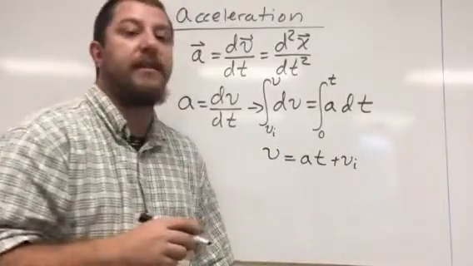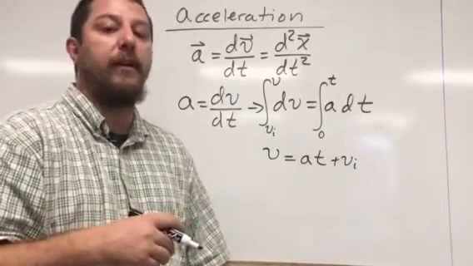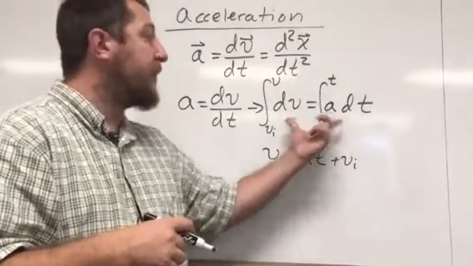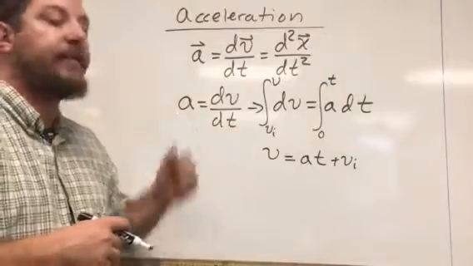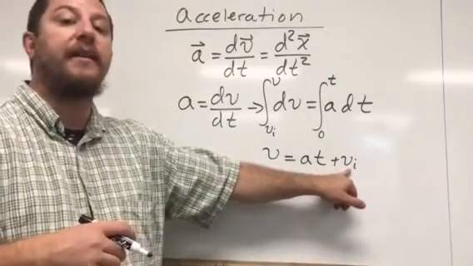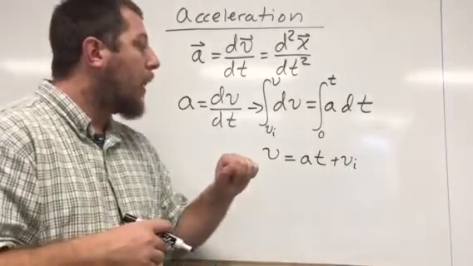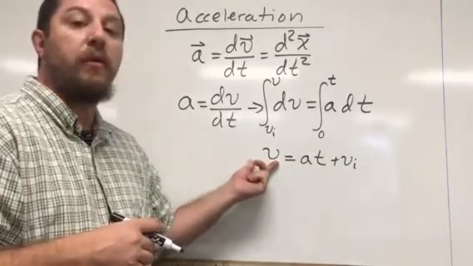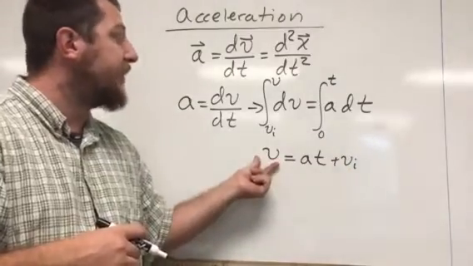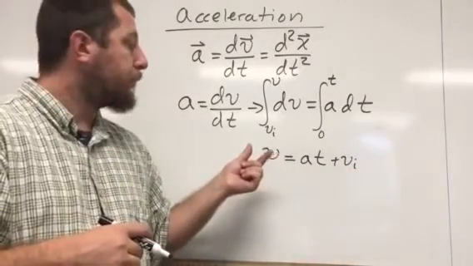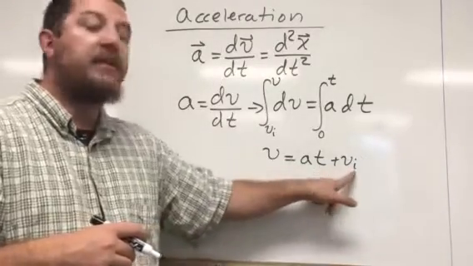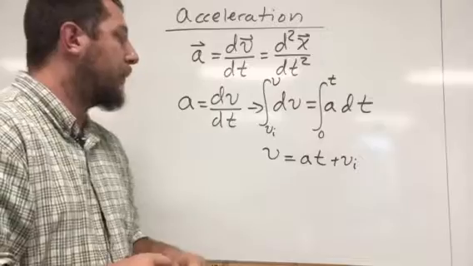v equals vi plus at, or v equals at plus vi. So this equation also falls out of the integration of the definition of acceleration, and vi you can now consider as a constant of integration. And vi is a constant, so when I integrate dx dt, this will remain a constant.